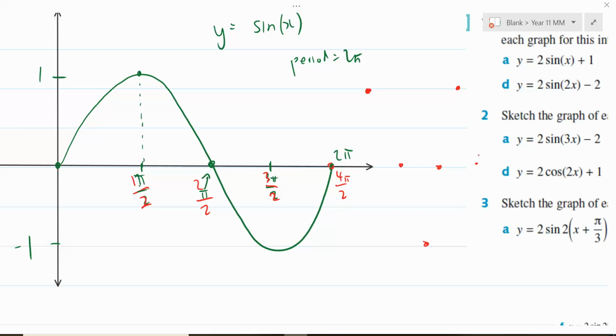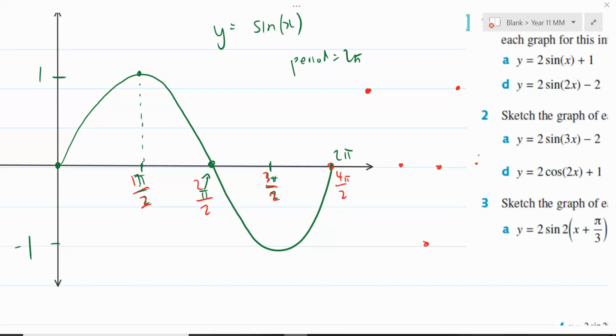Because if I know how far it is from here to here to get to the maximum, then I know how far it is from maximum to the center. If I know how far it is from maximum to the center, I now know from the center to the minimum, because they're in the same quarter cycles. It's the same distance. So my goal right now, and your goal, is to find out quarter cycles. That's your goal.